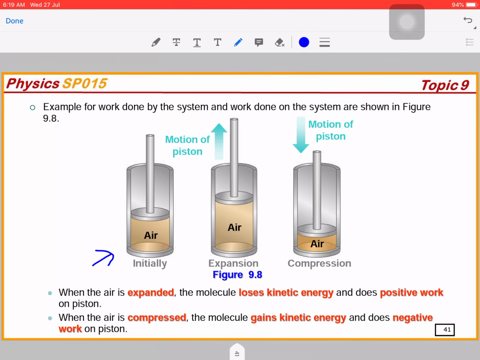If you have expansion, the column becomes bigger. Then we have compression, where the column is smaller. So when the air is expanded, the molecules lose kinetic energy and do positive work on the piston. When the air is compressed, the molecules gain kinetic energy and do negative work on the piston.